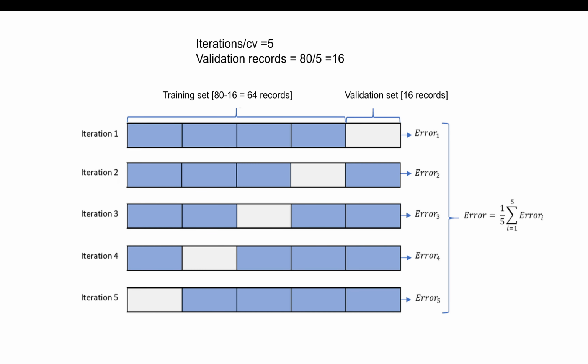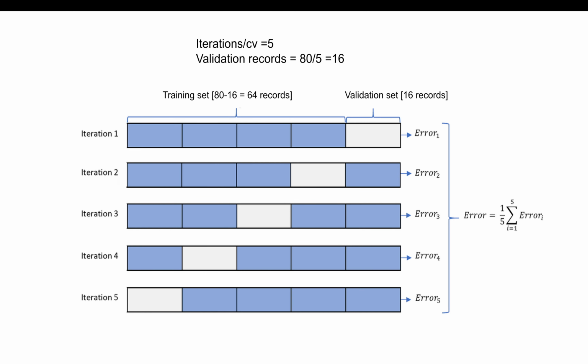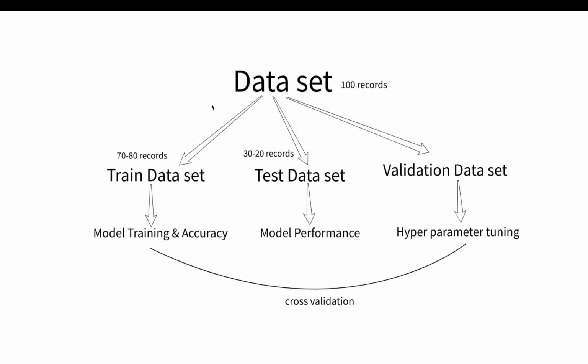So now when you talk about hyperparameter tuning, or this cross validation, or how you are actually going to take this validation data set, assume that you have 100 records. If you see what I'm showing you over here, you have a training set, and then you have a validation set. From the training data set you are going to take the validation data set.